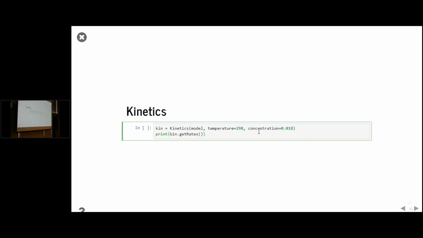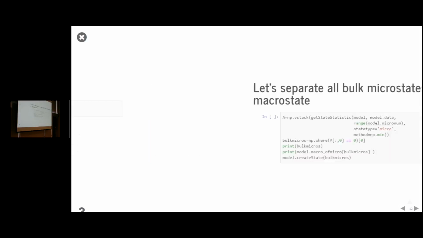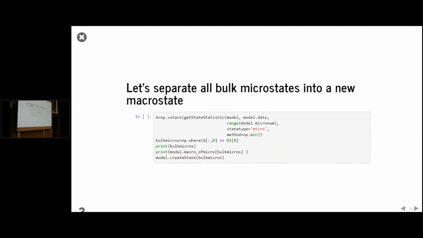So if we calculate now, for example, the kinetics, we provide the temperature, we provide the concentration of the ligand, and we get a free energy, which is minus 1.78, which is not really that exciting. So let's try to do this separation of the bulk microstates into a new macrostate.